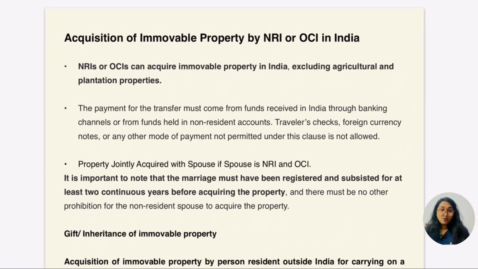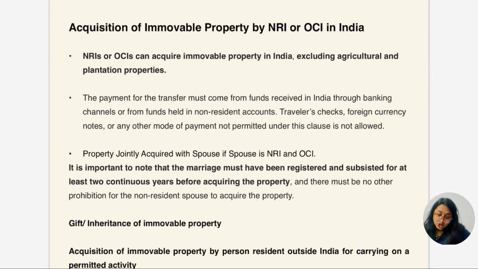Let's go for some more points, which is acquisition of immovable property by NRI or OCI, ठीक है. There are some limits again. NRI people cannot go for some acquisition in India, which we have read a little bit. But if they are going for these things, then they have to take the approval, and there are some limits which we are going to read one by one. So let's jump into this.